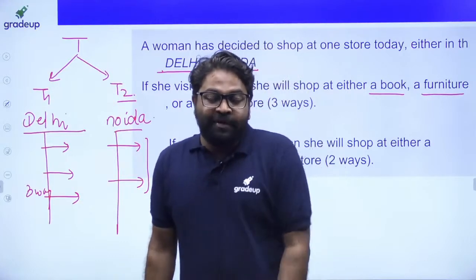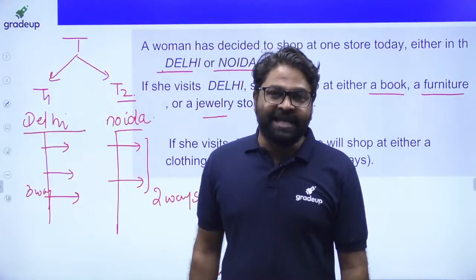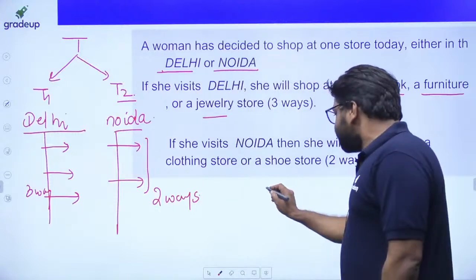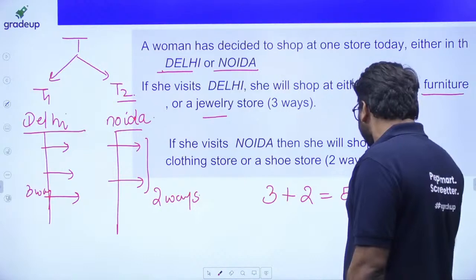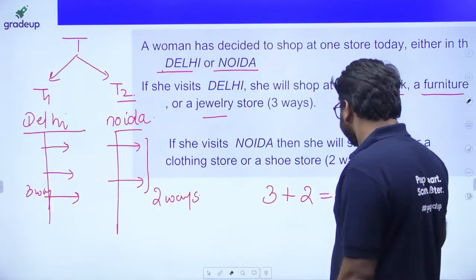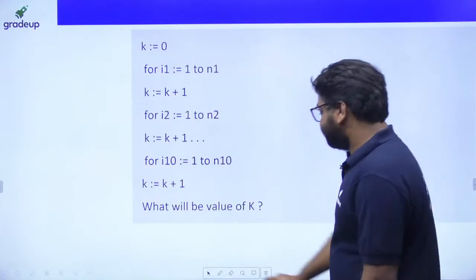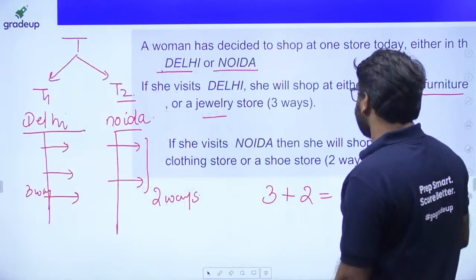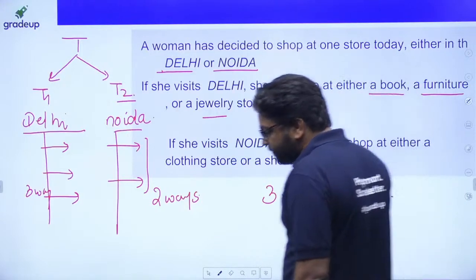Obviously, if I'm present in Noida, I won't be present in Delhi. The tasks are not happening simultaneously. If tasks are not happening simultaneously, then how many ways can she do the shopping? Very simple: 3 plus 2, and that you will get is 5 ways.